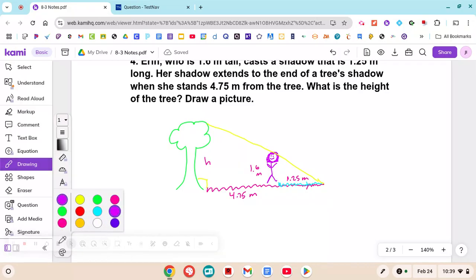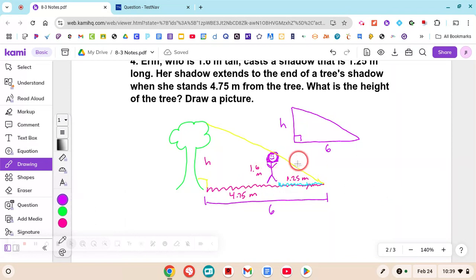So there is a very large right triangle there. So there's that angle. You're trying to find the height. And that whole bottom length is found if you take 4.75 plus 1.25. That gives you 6. Then you have a smaller triangle over by Aaron, like this one over here. And that's 1.6 and 1.25.